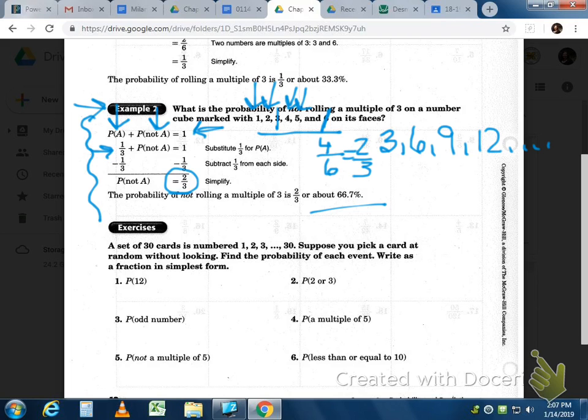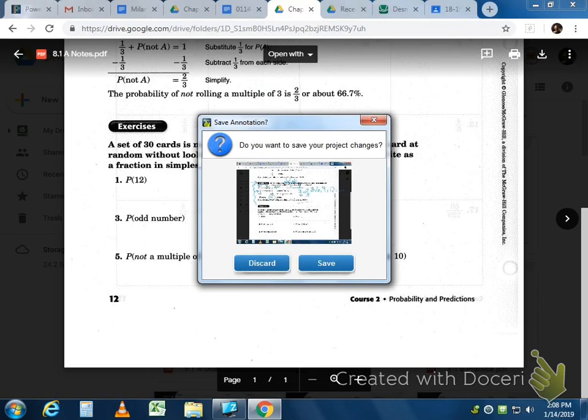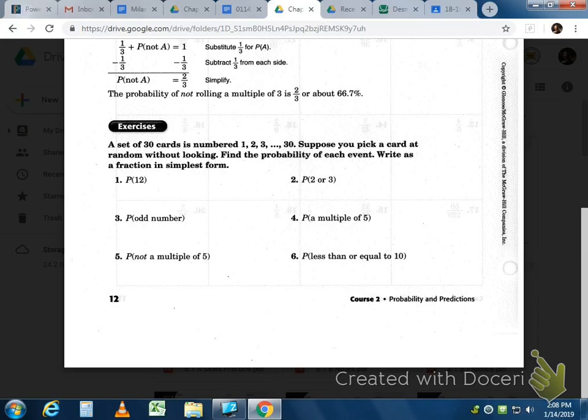Now, let's try some examples. We have a set of 30 cards. They're numbered 1 to 30. You're going to pick a card at random without looking at it. Find the probability of each event and write it as a fraction in simplest form. So we're doing all fractions. So on these 30 cards, what's always going to be the bottom, the possible outcomes? It's going to be always out of 30.